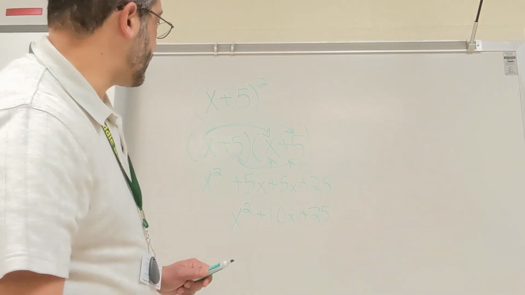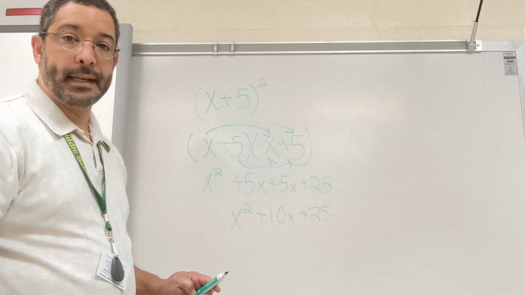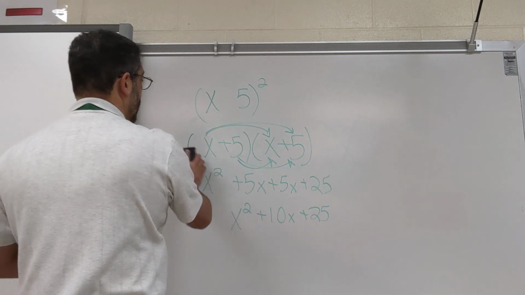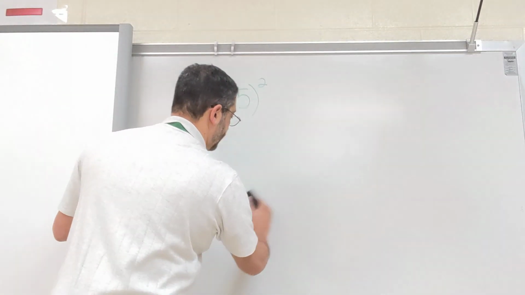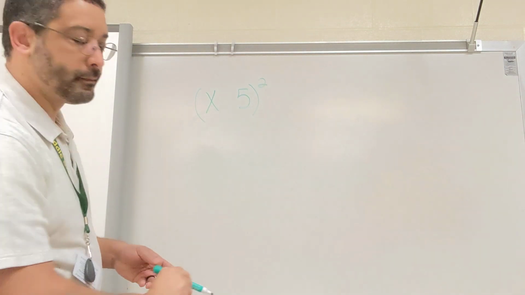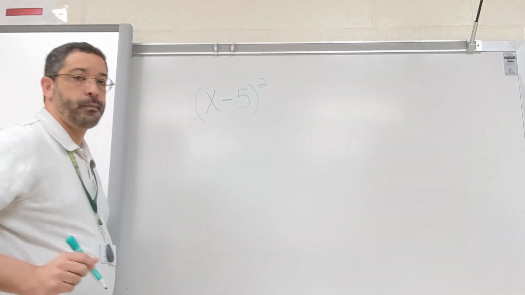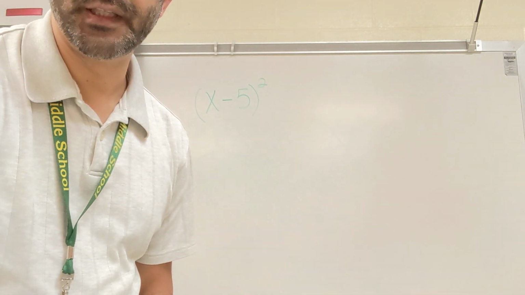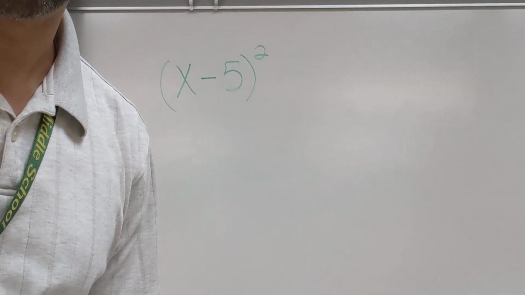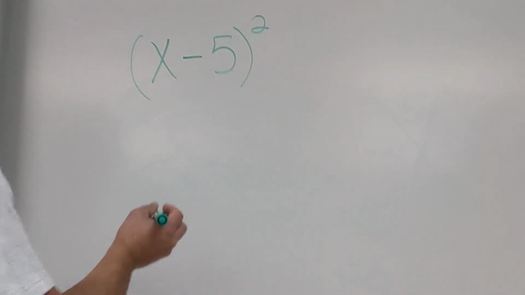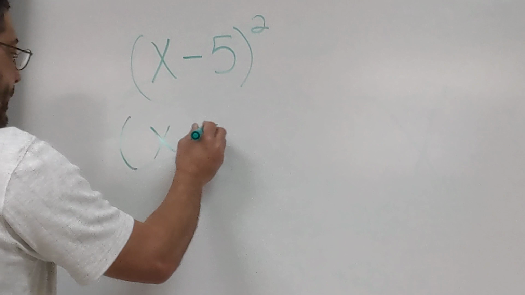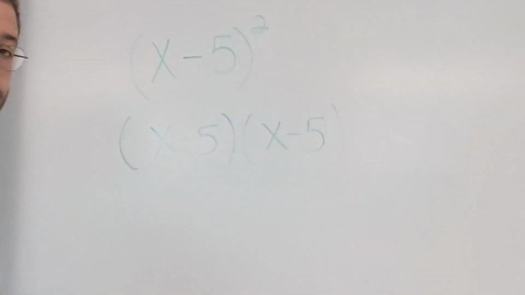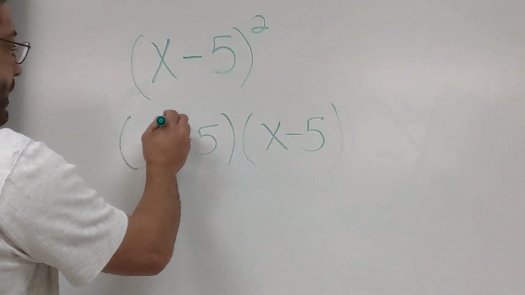Now let's look at something else. Let's suppose that I had, instead of x plus 5 squared, if I change that to x minus 5 squared. So same thing, I would set it up. Let me just zoom in for a moment here, a little bit for you. I would set it up the same way as x minus 5 times x minus 5. And then I'd go ahead and distribute.